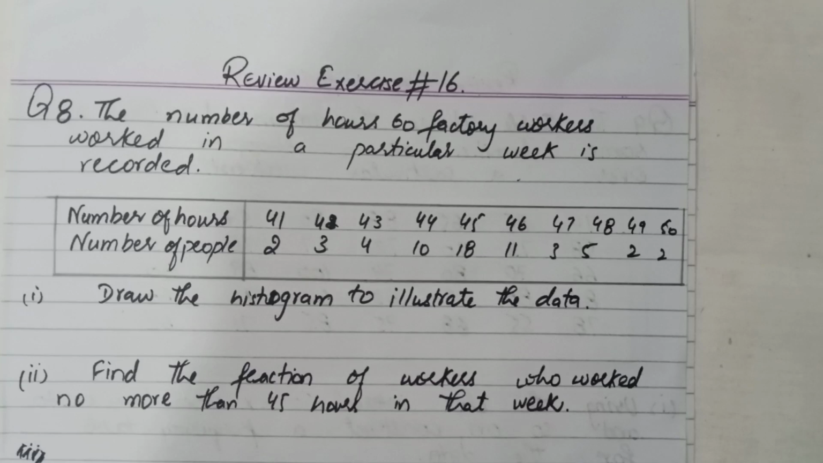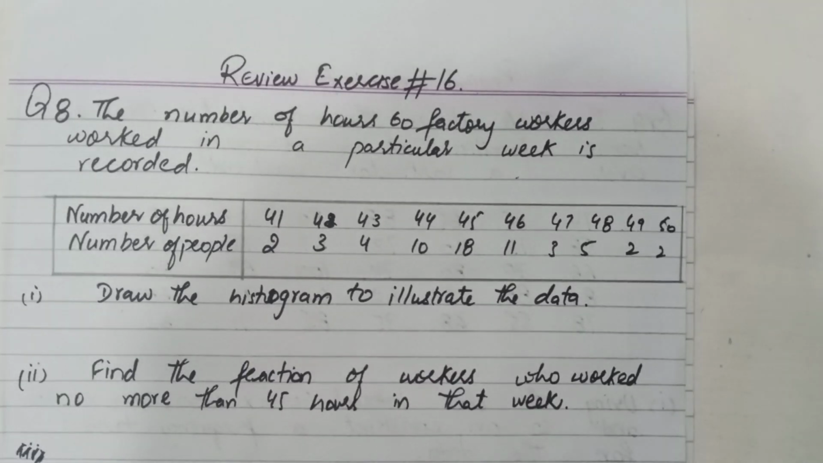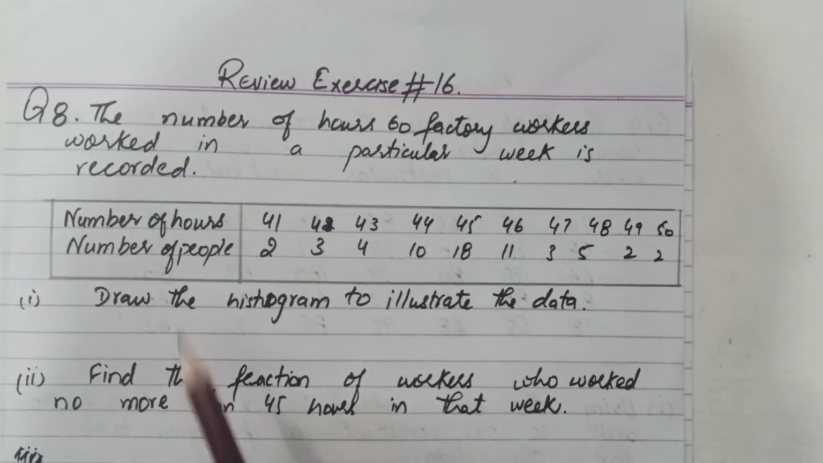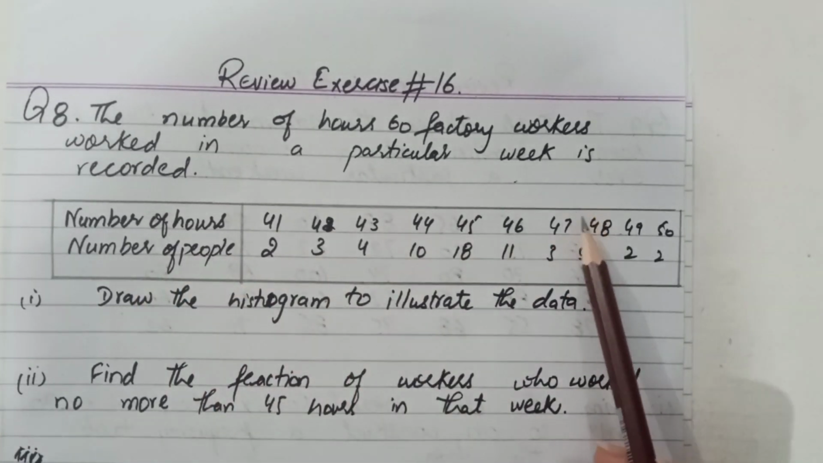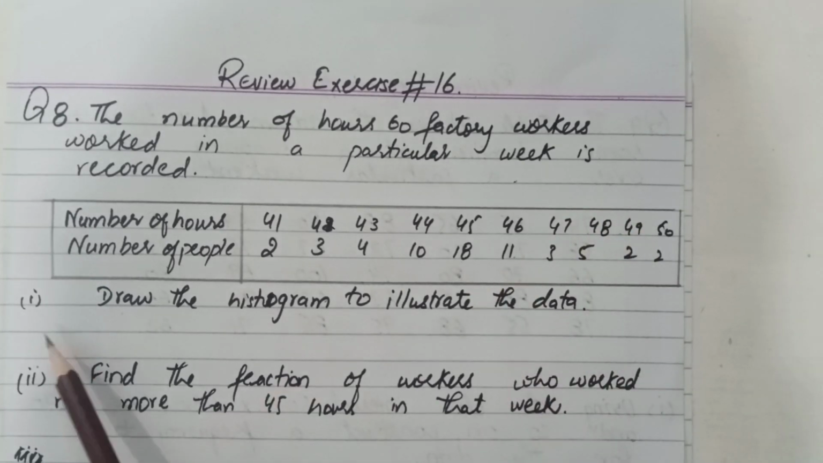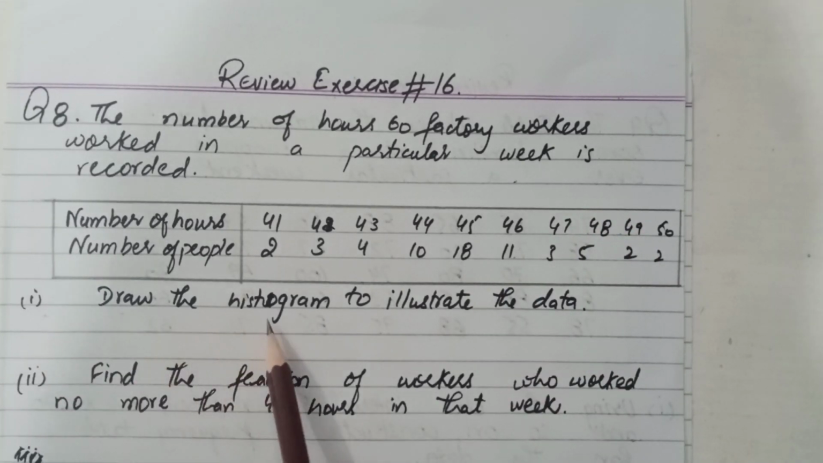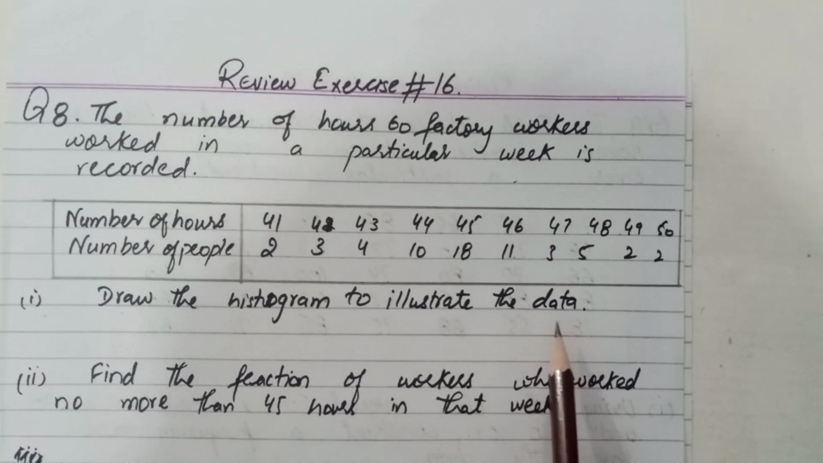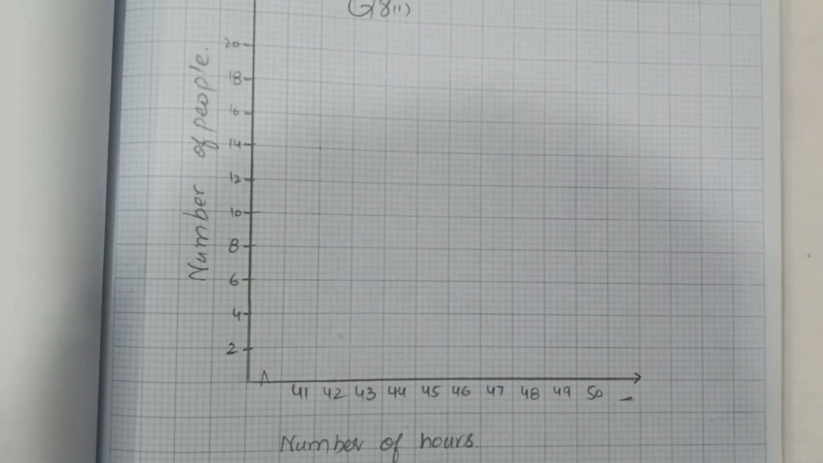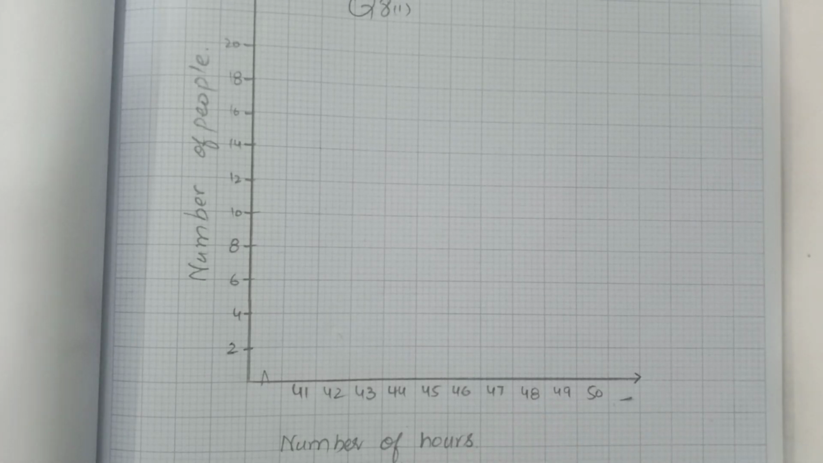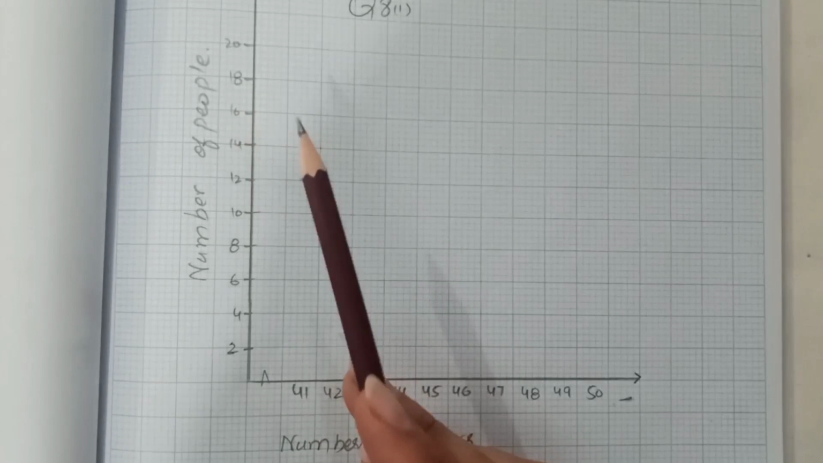Now students, question number 8: the number of hours 60 factory workers work in a particular week is recorded. That is the number of hours and that is the number of people. That data is provided in this question. In part 1, draw the histogram to illustrate the data. We have to draw the histogram for this data. That is the graph paper, and I take the number of hours along the x-axis and the number of people along the y-axis.